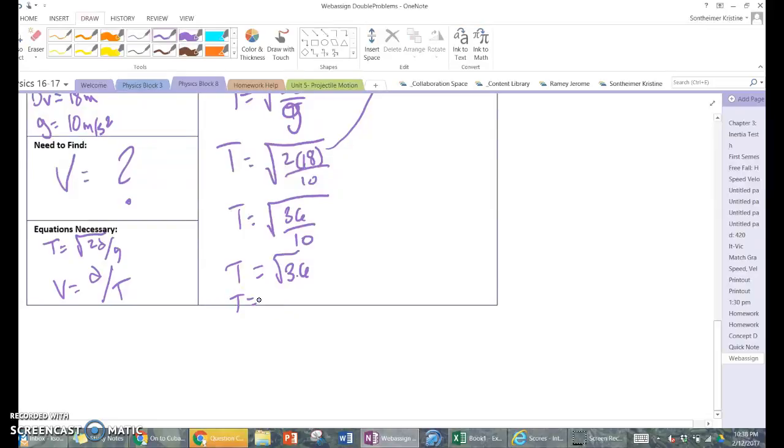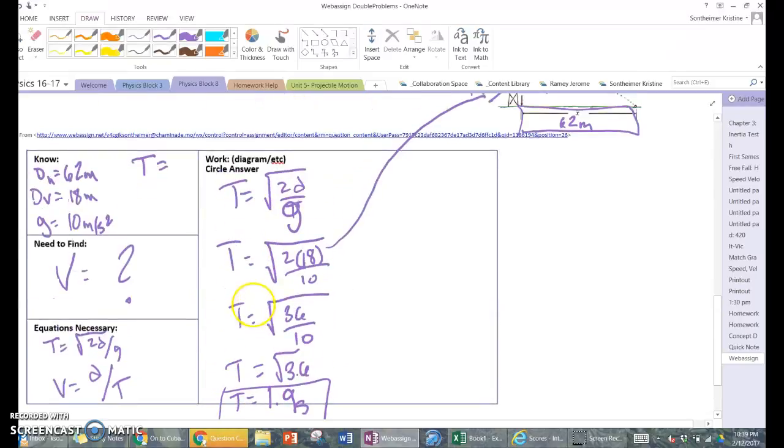go calculator. Sorry, I'm not good at mental math. Quick and easy stuff. Clear it out. Square root of 3.6. If you got this faster than me, you're rocking it. 1.9. I'm going to round up to 1.9. So there's only two significant figures here. Okay, there's my seconds. Don't forget my units. There's answer part 1.